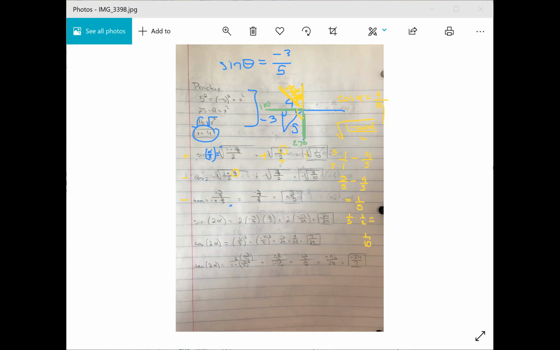Would 4 on the x-axis be negative? Yes. It would be negative on the x-axis. Yeah, Professor. Yes.